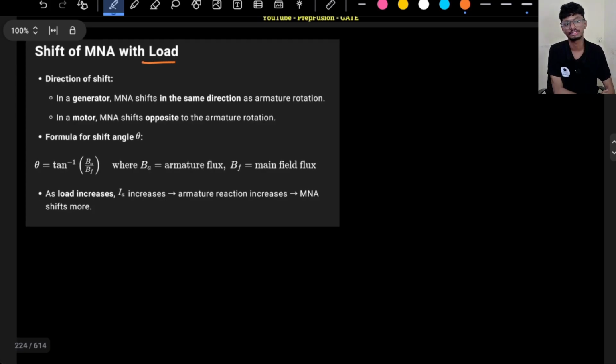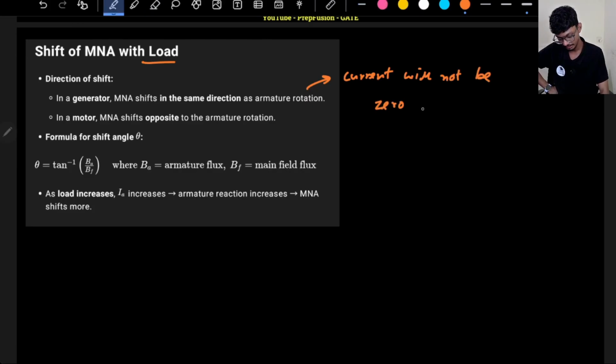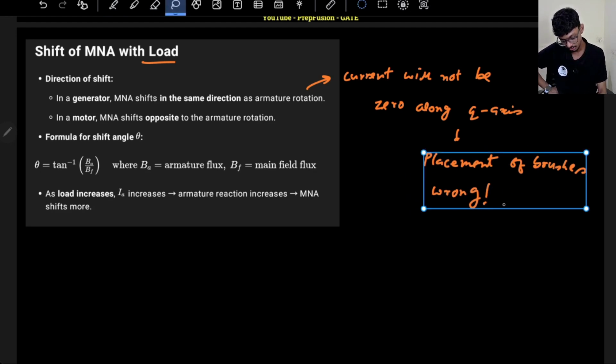Now if MNA shifts, what will be the problem? If MNA shifts, then current will not be 0 along the q axis. If current is not 0 along the q axis, that means what? That means placement of brushes is wrong, right? That means there is a huge problem. There is a huge problem. Okay, so that's why we don't want this.